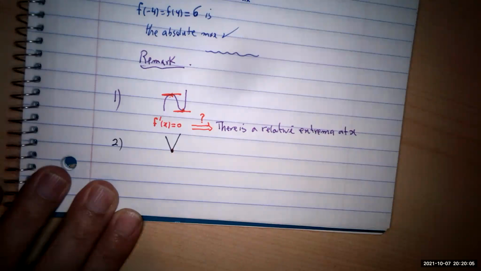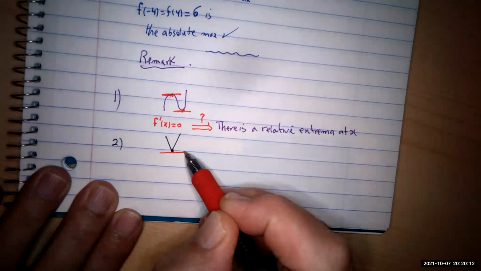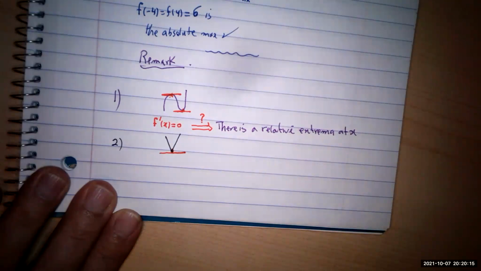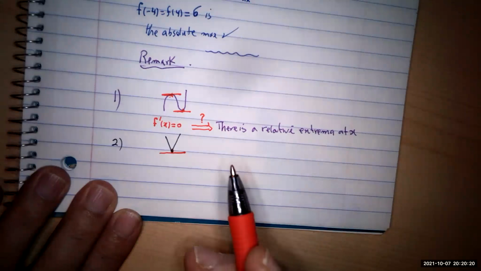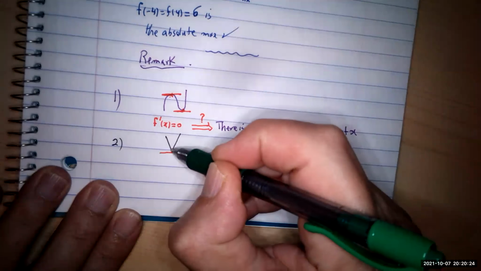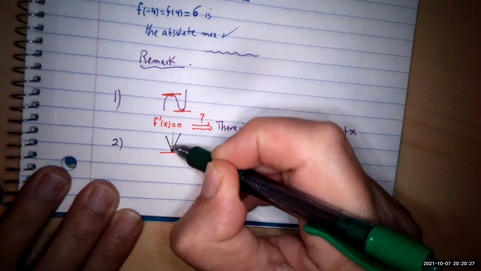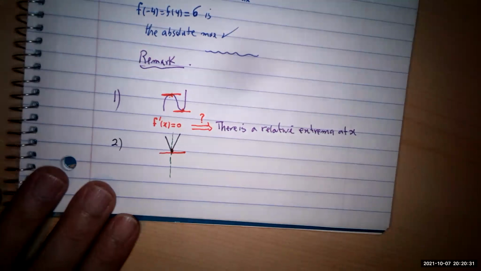So what is the tangent line here? Since it's a sharp corner, it's impossible for you to keep a tangent line here. It's impossible because it's a sharp corner. The only possibility is this one. Some people say there is a tangent line, but that tangent line is going to be vertical. So let's stay with the green one, vertical.